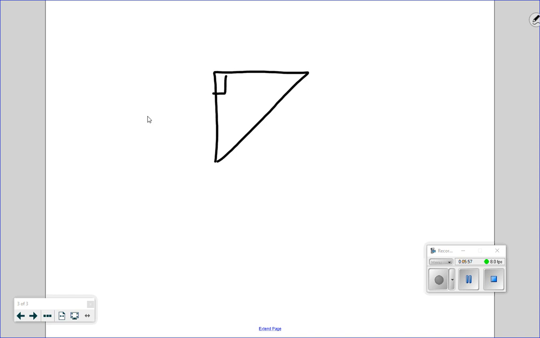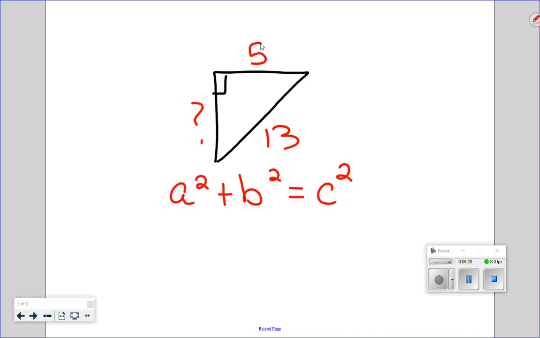And we'll mark a couple of the missing sides here. So let's go ahead and label one of these sides 5. And we'll label this one right here 13, and we need to figure out this missing angle. Okay, so we're going to rewrite the Pythagorean Theorem with all variables, and then start plugging in our numbers.